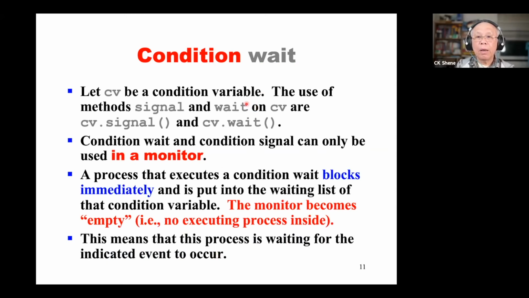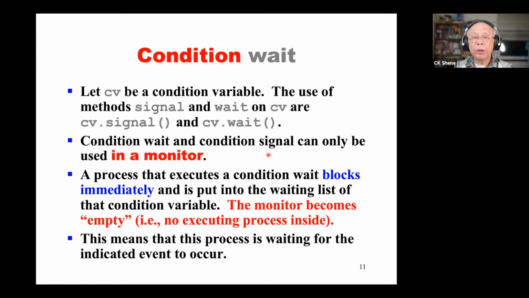Condition wait, that is the wait method of a condition variable, goes as follows. Let me call CV a condition variable. The use of the methods signal and wait on a condition variable name, CV, are CV.signal and CV.wait. Now, another important thing for you to remember. We are talking about the classical monitor. So condition variables and condition wait and condition signal can only be used in a monitor.